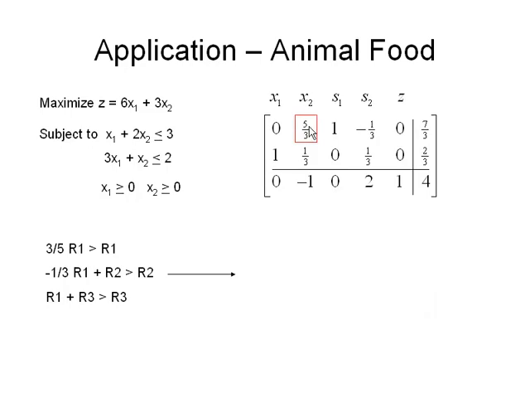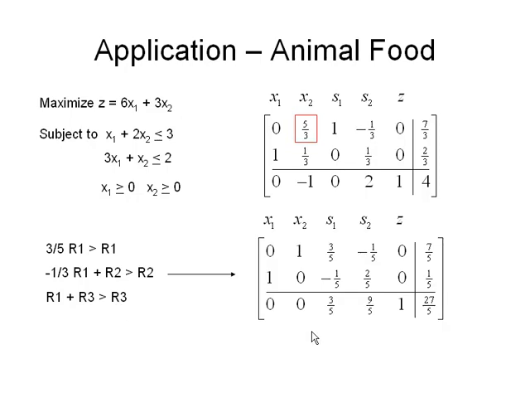So there you see it. I need that to become a 1, so I'll take 3/5 times row 1, put that into row 1, and then I need to put zeros below it. I'll do that by taking negative 1/3 row 1 plus row 2, put it into row 2, and row 1 plus row 3, put that into row 3.